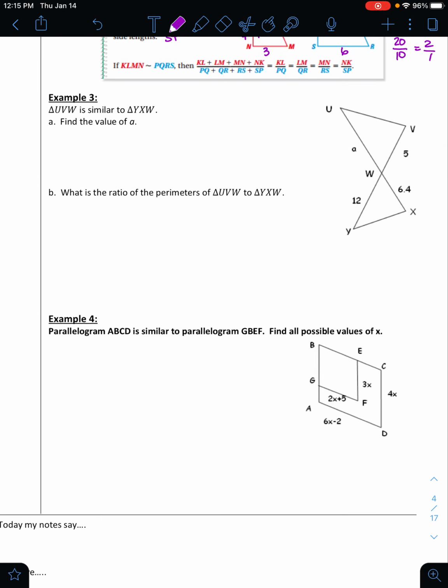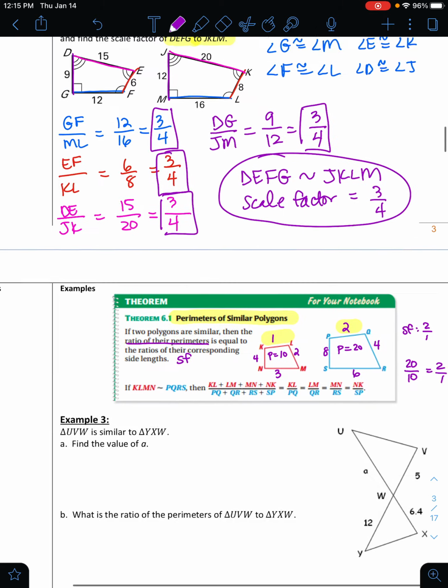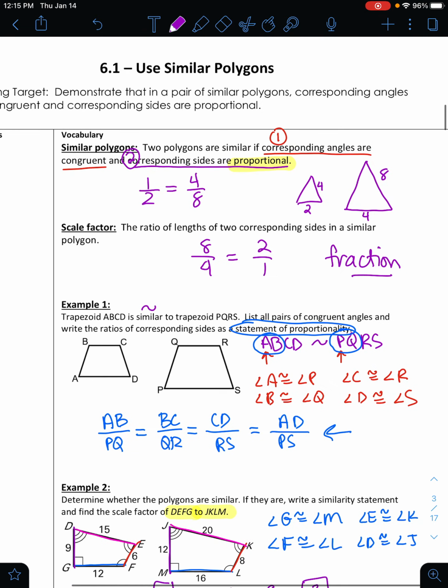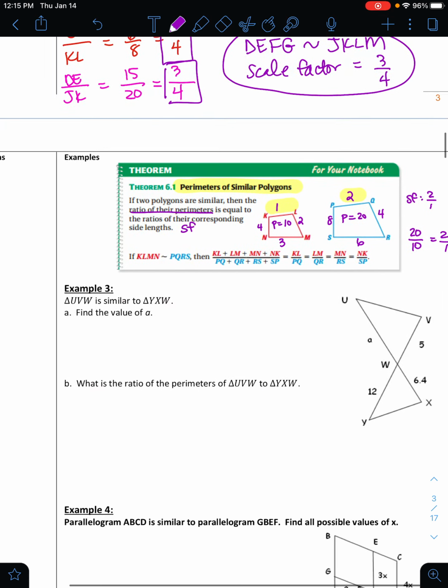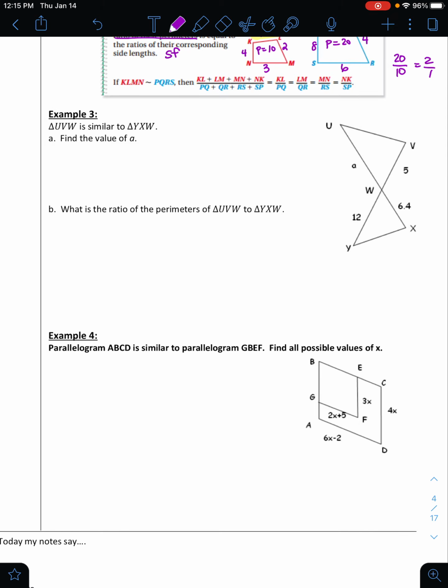Okay, number 3. Triangle UVW is similar to YXW. Right there, what I'm thinking is, number 1, corresponding angles are congruent, and number 2, the corresponding sides are proportional. Find the value of A. So I'm going to write a proportion here, setting equal the two sets of corresponding sides that I'm given. A is on UW, the first and last letter, and it corresponds to YW. So I'm going to start with letters: UW over YW, since the shapes are similar, is equal to another fraction.